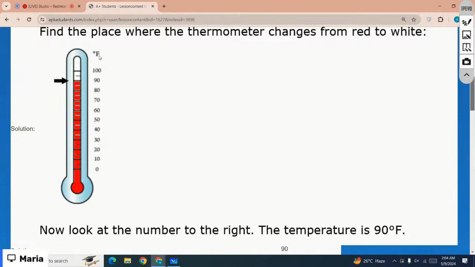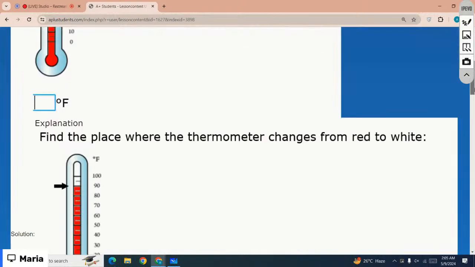Here you are given the temperature. You have two units to measure the temperature. One is Fahrenheit, the other one is Celsius, right? So this thermometer shows the temperature 90 degree F, right? F is the unit of the temperature. Okay, let's just start with the practice question.